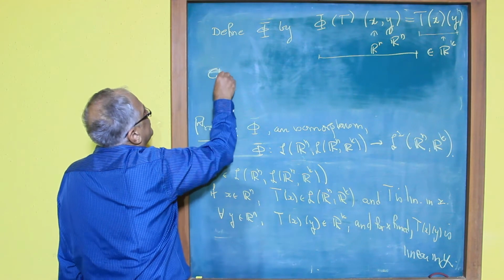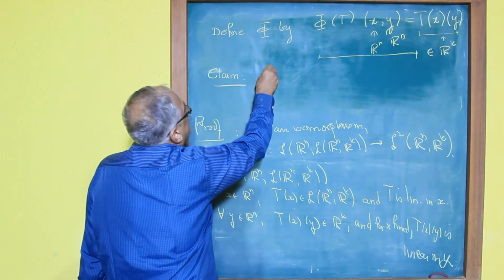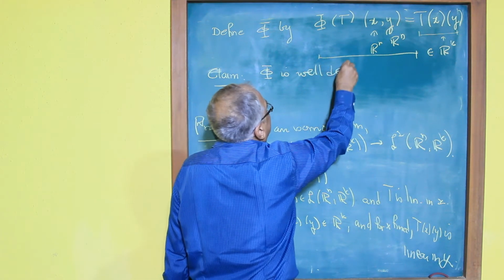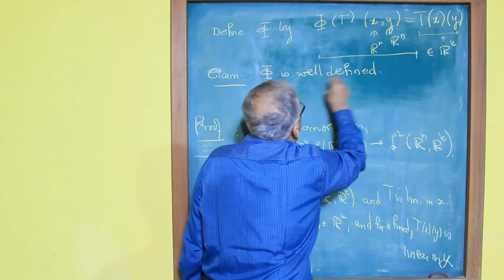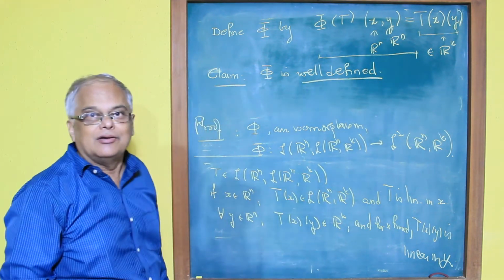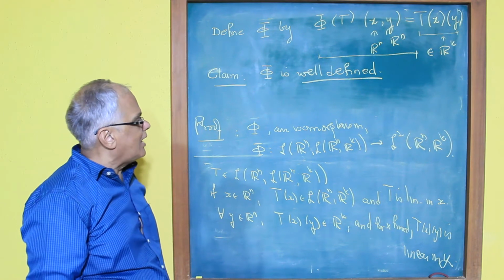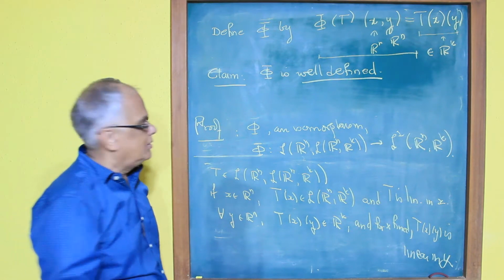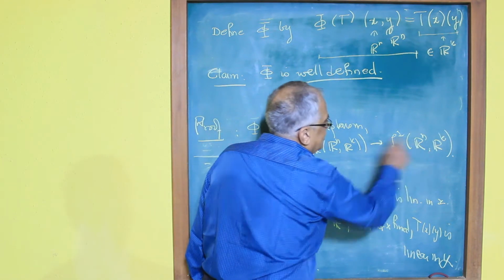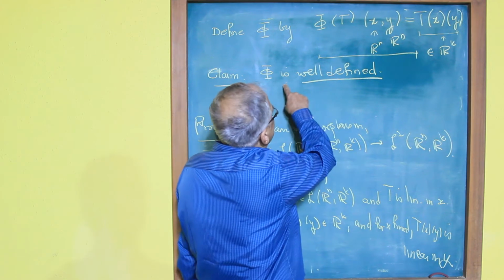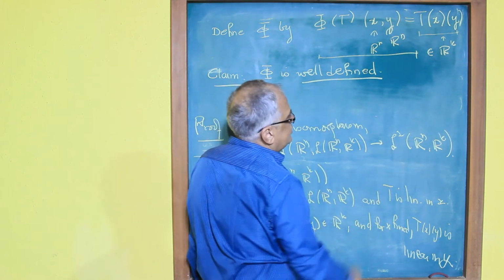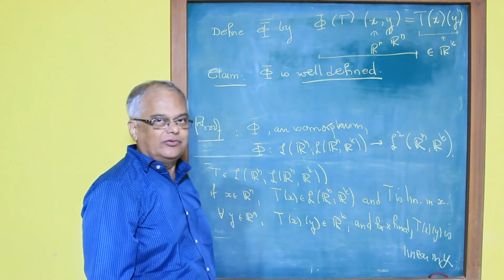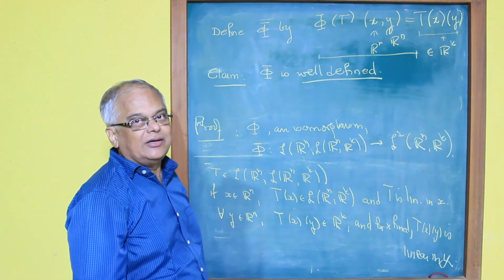So what is the claim? Phi is well defined. What is the meaning of well defined? It means that phi of T actually lies in the space where you want it to lie. If T is here, phi of T should be here. That means phi of T is in L2 of Rn, Rk. That is what I have verified here. Just think about this a little bit. It will take some getting used to.